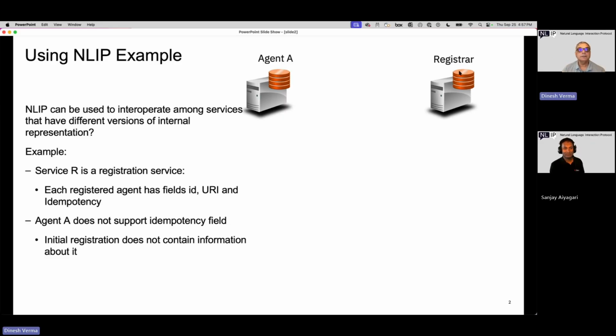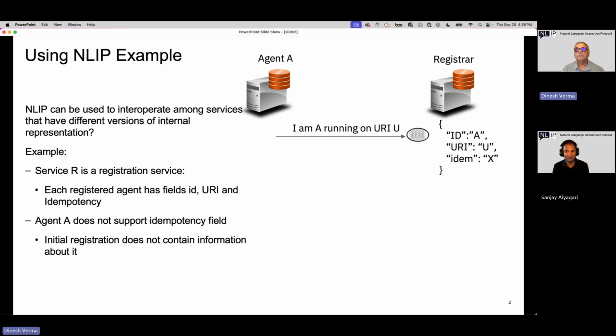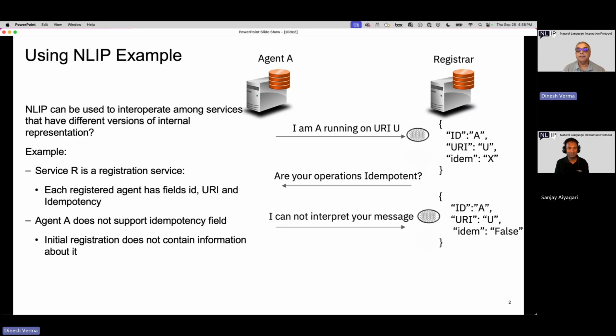Here we have the registrar service, and let's say that each registered agent has two fields, the identity, the URI, and idempotency. When the agent registers, it will say that I'm identity A running on this URI, and the registrar will create it. And of course, it doesn't know the idempotency attribute of this agent. It comes back and asks the agent, hey, are your operations idempotent or not? Again, in natural language. Now the agent will not know what idempotency is, and it will respond with something like, I don't understand your message, I can't interpret it. And that way the registrar knows that this flag is false.